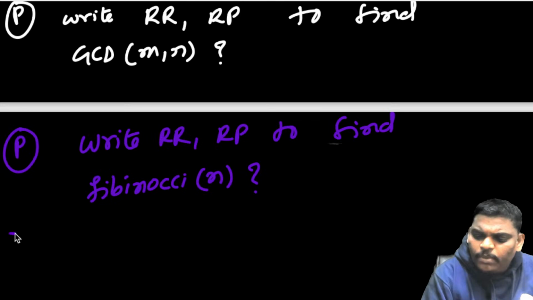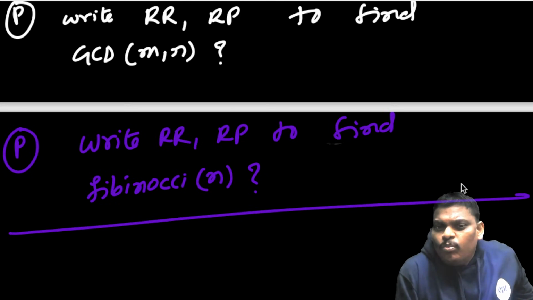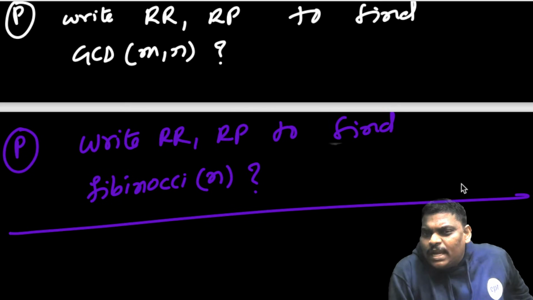Yeah. So remember, see this one. These two are homework. Write a recurrence relation and a recursive program to find Fibonacci of n. These two are homework. Tomorrow, I will keep the one recorded lecture.